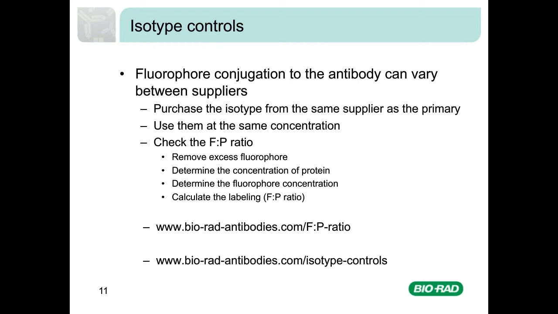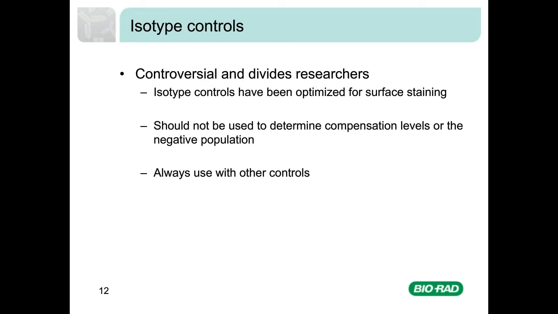For more information, go to www.Bio-Rad-antibodies.com/FP-ratio. We also have an Isotype Controls webpage where you can find information and search for the right isotype to match your primary antibody. As I mentioned earlier, isotype controls can be controversial, and their use often divides researchers. If you want to use isotype controls, and many journals will require them before publication, here are some tips for using them.